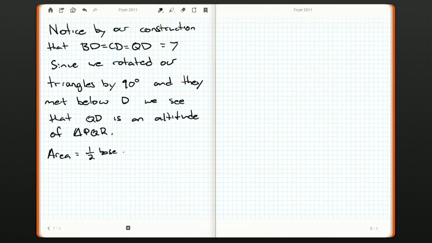Area is 1/2 base times height. So that's going to be 1/2 of PR times QD. And that's going to be 1/2 of 48 times 7. Well, what's 48 times 7? Should be 336, just as it was last time. So 1/2 of 336, that's going to be 168 once again.